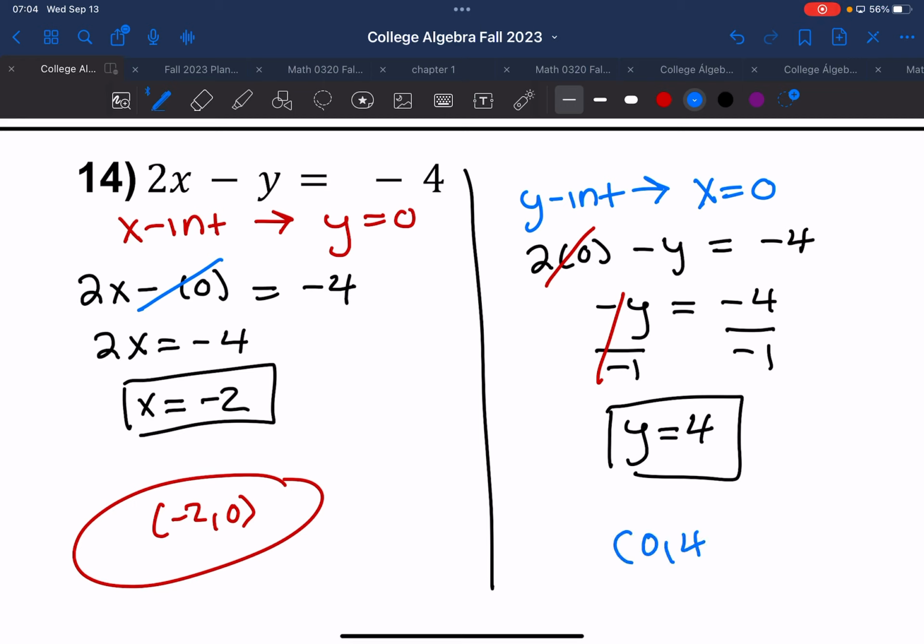(0, 4). Remember, if you switch up the values when you're writing these x and y intercepts and put the 0 in the wrong spot, it's going to be marked wrong. So just make sure our 0 is in the correct spot.